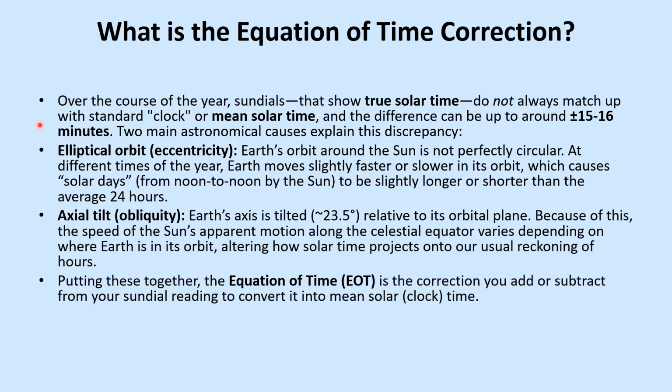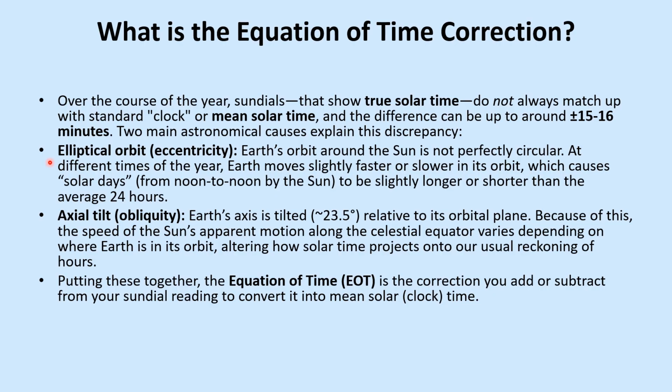And there's two causes astronomically. It's got to do with the way the Earth rotates around the sun. The first is the elliptical orbit, or the eccentricity. It's not a perfectly round or circular orbit around the sun. It's slightly elliptical, and this causes changes in the speed of the Earth's rotation. At different times of year, Earth moves slightly faster or slower in its orbit, which causes solar days, from noon to noon by the sun, to be slightly longer or shorter than the average 24 hours. So we're dealing with an average 24 hours on our clocks and watches, not a true solar day.